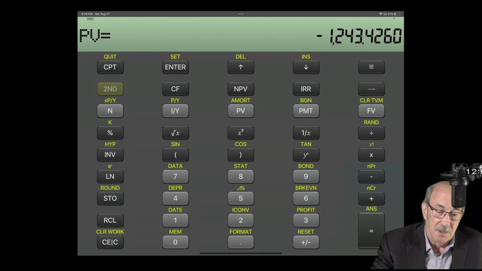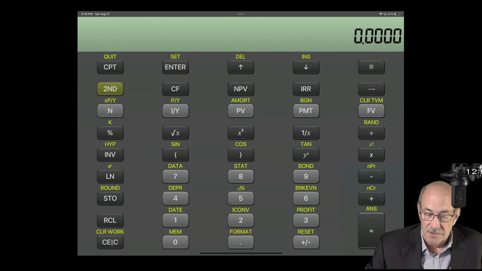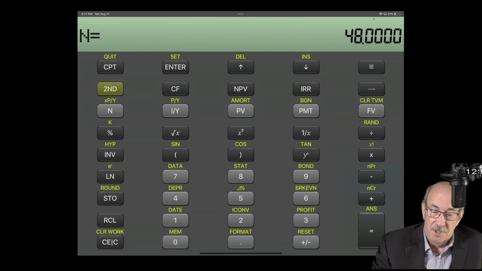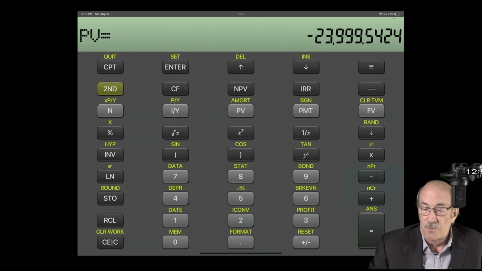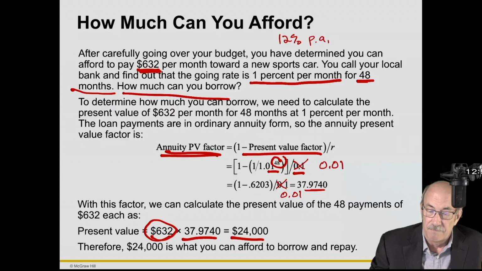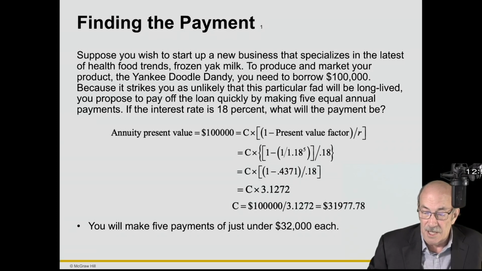And so I'm going to clear the registers out. And so we have $632 as our payment. I'm going to zero out the future value. And we're talking about 1% per month, 48 months. All right, now we're going to compute a present value. So $23,999.54 actually. But of course that rounds to about 24,000. All right? Good. Now let's keep moving on here.